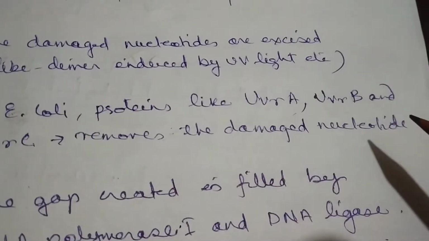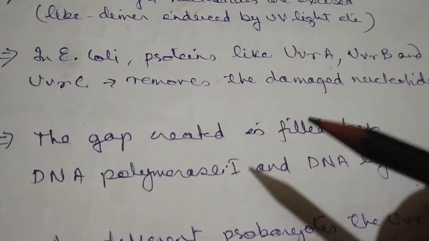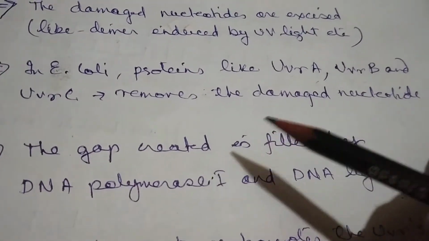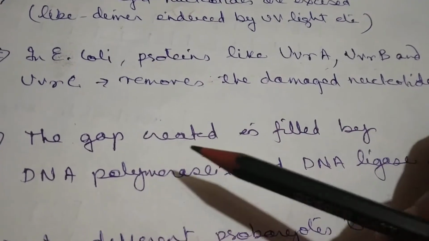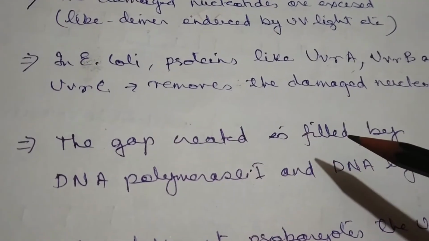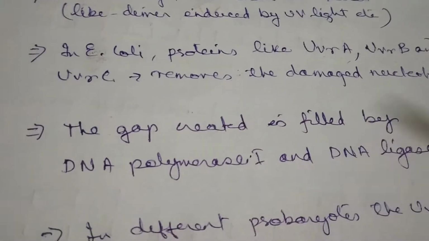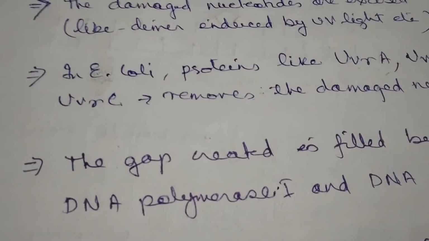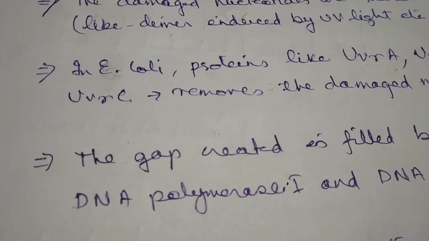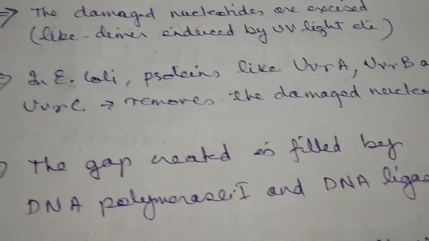The damaged nucleotide is removed by these three proteins. Now when the nucleotide is removed, a gap is created, and we all know that the gap has to be filled, which is done by DNA polymerase 1, the enzyme responsible for synthesis of DNA, and then the ends are joined by DNA ligase.